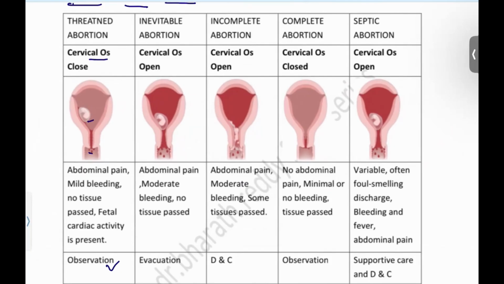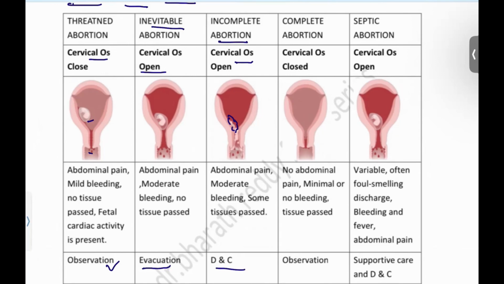This is reversible abortion. Next one, inevitable abortion: the cervical os is open and the patient should go for evacuation because it is irreversible, damage is already done. Next, incomplete abortion: the cervical os is open because some of the products are still inside. And D&C, dilatation and evacuation, should be done for this patient.